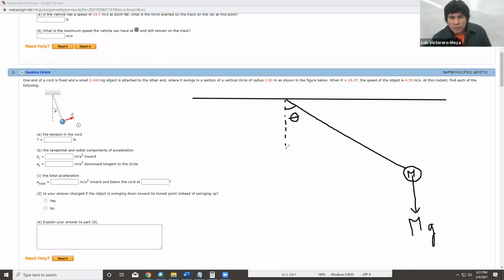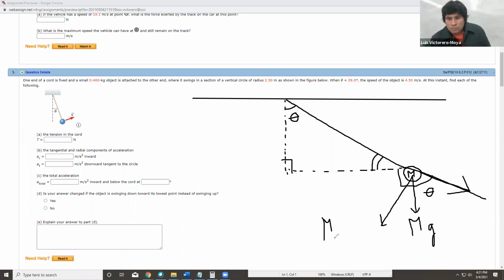This could be a good problem on the quiz, by the way, or an exam. So this is 90 minus theta. So if I extend this line, and I know this is 90 degrees, so this will be theta. It makes sense, right? Complementary angles, corresponding angles, parallel lines. This is parallel to this, 90. So I can find this component and this component for the weight. It will be mg cosine theta, mg sine theta.